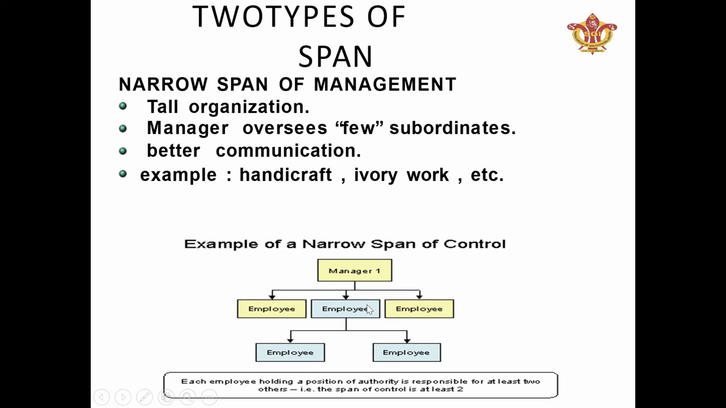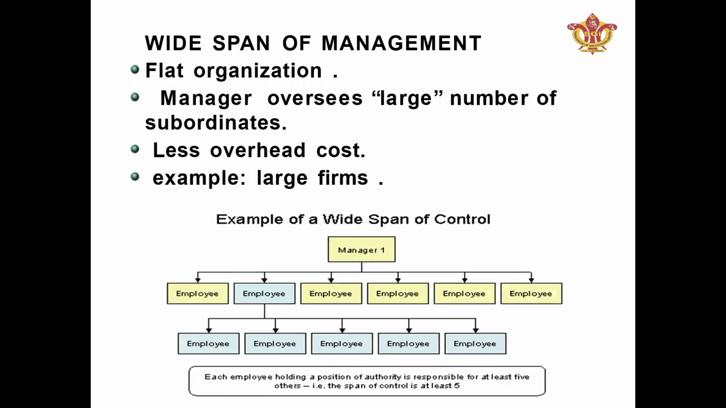In this diagram, we clearly see one manager, and only 3 employees are reporting to a single manager. It means very few subordinates are reporting to a single manager. Another one is wide span of management, also known as a flat organization. The difference between wide and narrow span of management is that in wide span of management, the manager oversees a large number of subordinates.